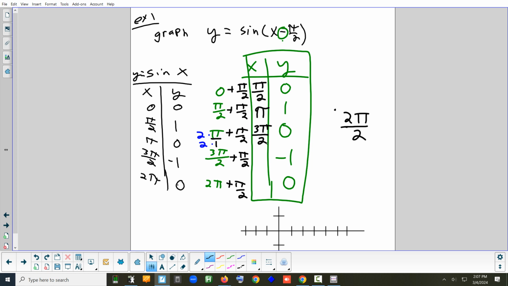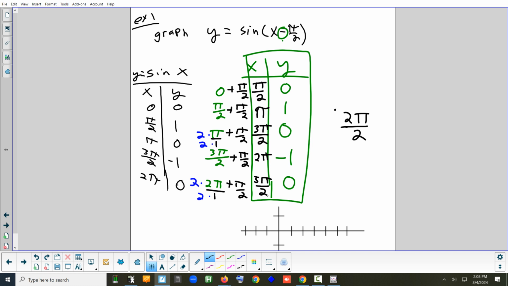Okay. Next one already has a common denominator. 3 pi over 2 plus 1 pi over 2. Before you reduce is what? 4 pi over 2, which is 2 pi. Now, same deal here. Common denominator is 2. Multiply the bottom and the top by 2. 5 pi over 2. Yep.